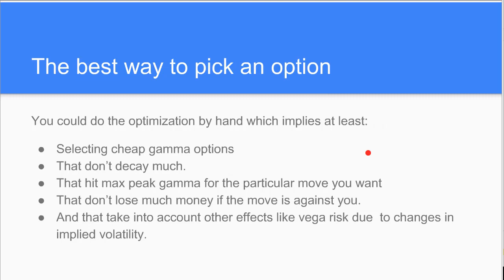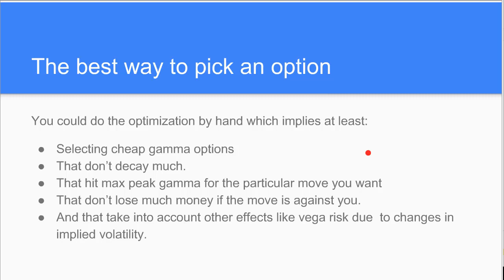We optimize this by hand, as I mentioned, by selecting cheap gamma. So what is cheap gamma? Cheap gamma is near term, out of the money. It doesn't have to be completely zero gamma, but cheap. And also options that don't decay much. Remember, the 2-day ones decay really fast, so you have to do a balancing act of picking options that don't decay too much.